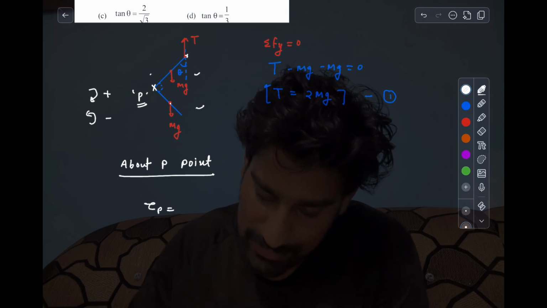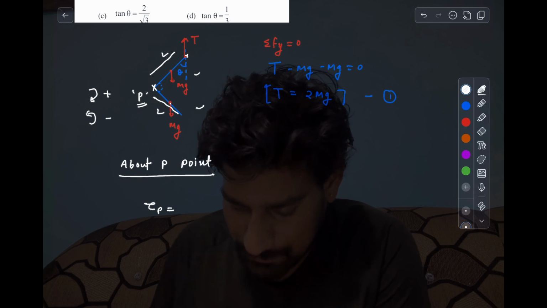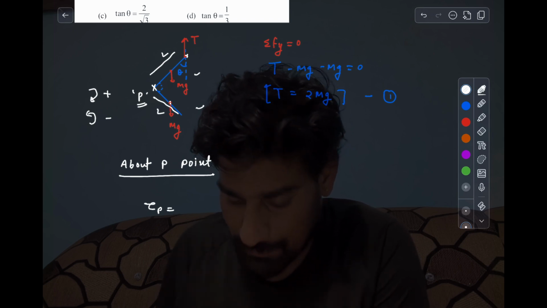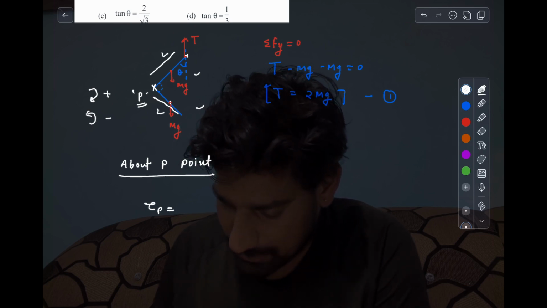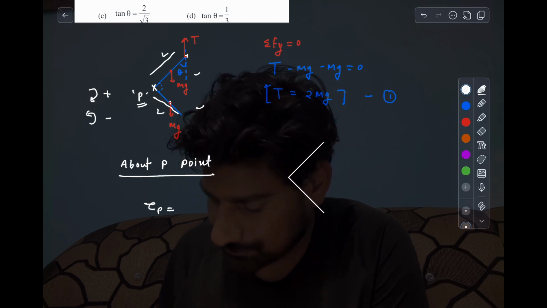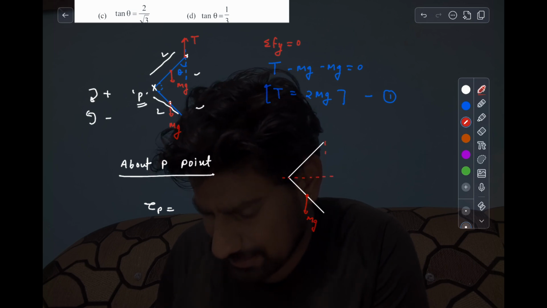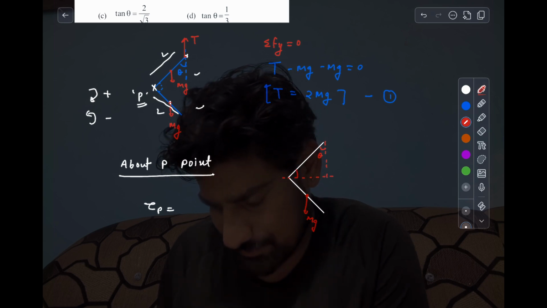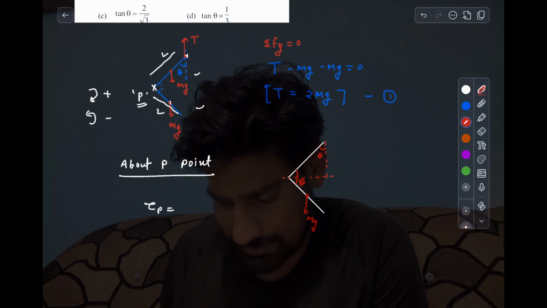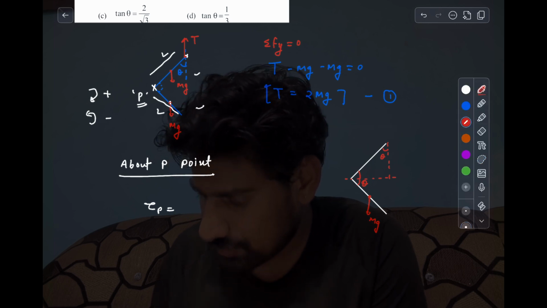Let us take the length of both of these objects as L and L, right? So then this perpendicular distance will become L by 2. Okay, so let me just redraw it again. We have the L-shaped object like this, and the mg is acting at the center of mass. Now look, this angle is theta, then this angle is 90 minus theta. If this angle is 90 minus theta, then this angle is theta, isn't it? Okay, this angle is theta. All right, we got this angle.